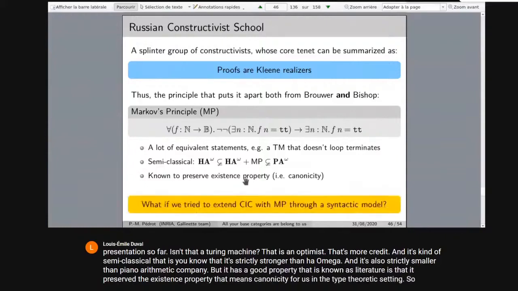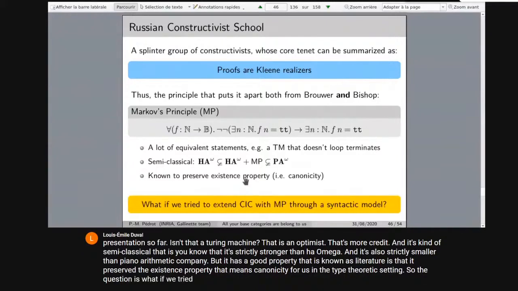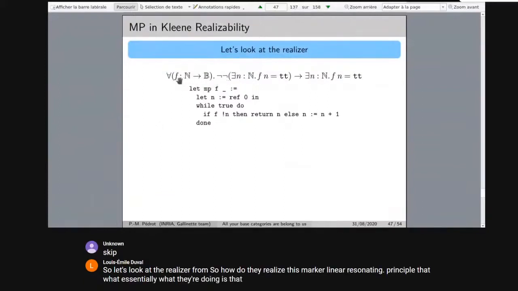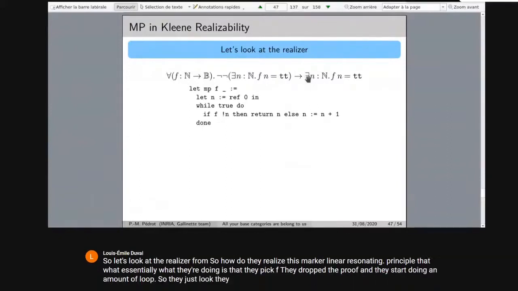So the question is, what if we tried to get a model of CIC with MP via some kind of syntactic model? Let's look at the realizer from Kleene realizability. How do they realize this Markov principle? Essentially they pick f, they drop the proof, and they start doing an unbounded loop. They try f of 0. If it's true, then they return 0. Then they try f of 1. If it's true, they return 1, and so on and so forth.